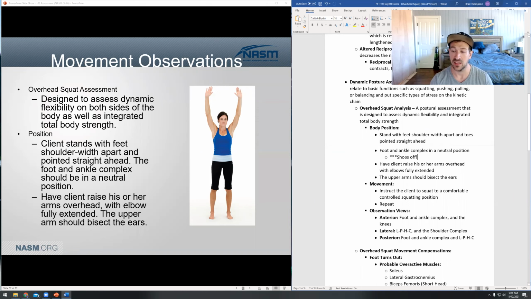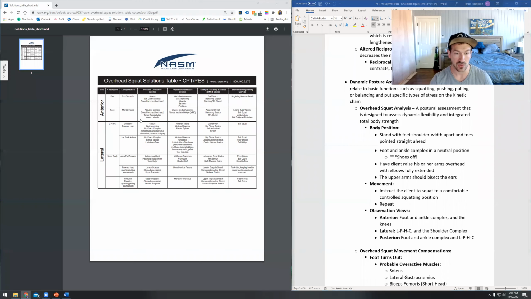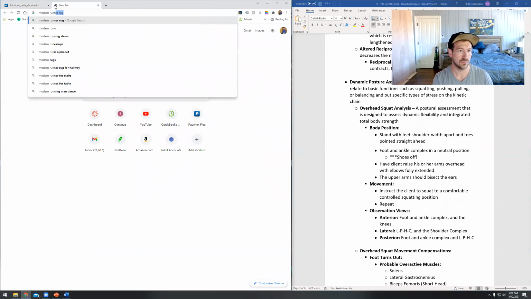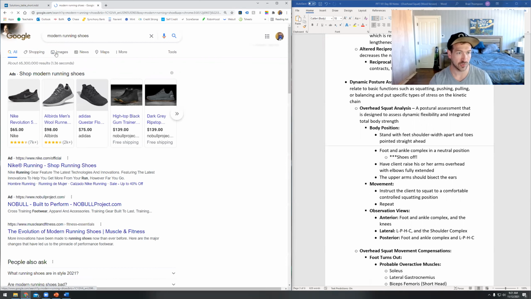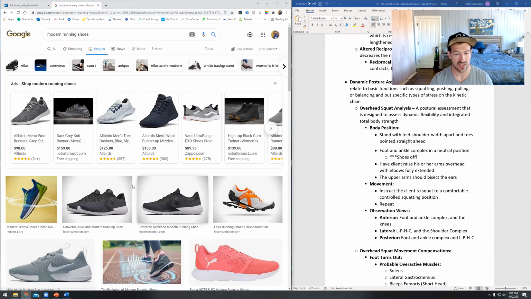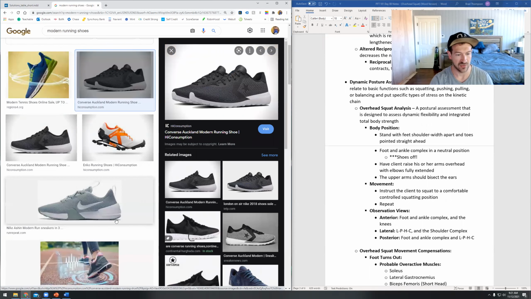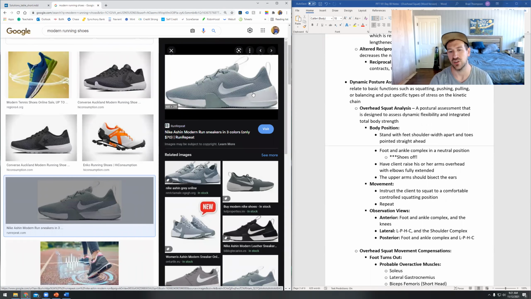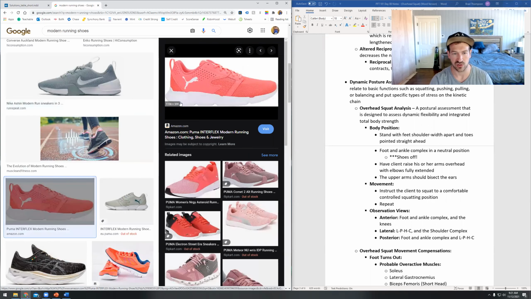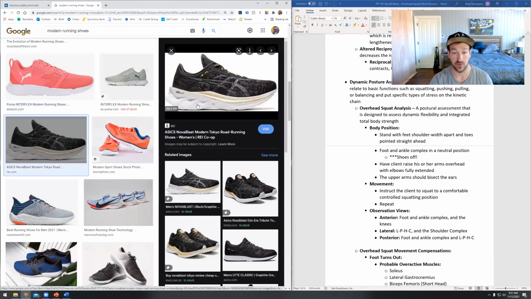We want to make sure that the shoes are off while we're doing this, by the way. Not only does that make it easier for us to see, but a lot of modern running shoes and modern athletic shoes have a substantial amount of padding on the heel and a little bit less in the ball of the foot. And that puts us into plantar flexion. You can see there's a lot of extra padding on the heels. Oh man, that's not great.